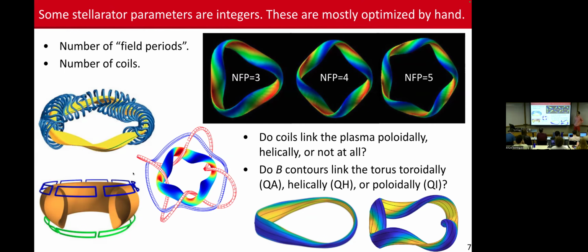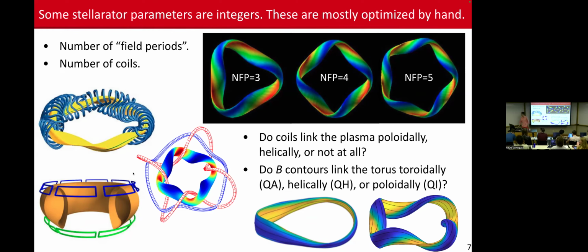So yeah, some people have looked at one field period, no stellarator symmetry, but then the optimization problem is just much bigger. But yeah, there might be some cool stellarators out there. Pretty cool. Okay, last one. I've run extremely long.